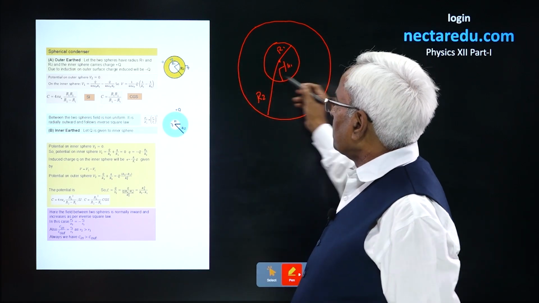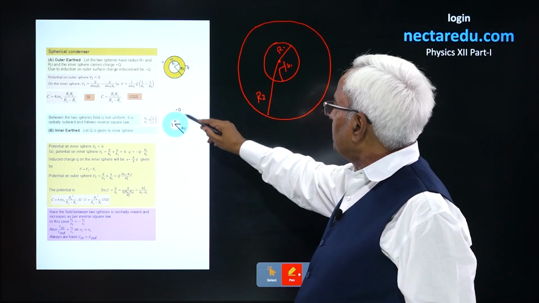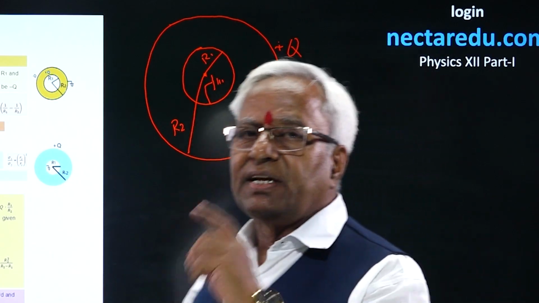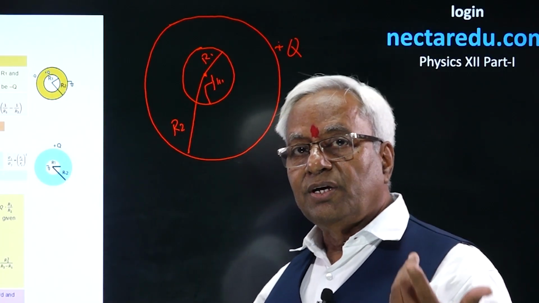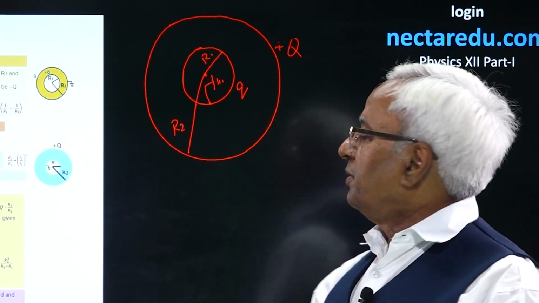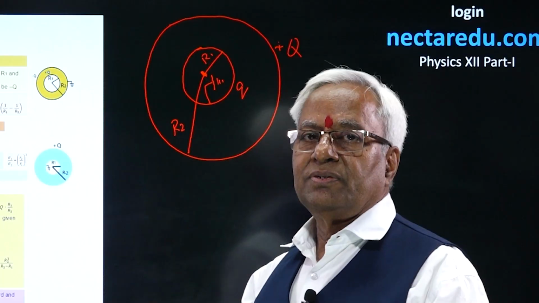There we used to give the charge to the inner sphere, and here the charge will be given to the outer sphere. Then directly you can't predict what amount of charge is going to be induced on the inner sphere. Just suppose it is q. Remember, the inner one has been connected with the earth.